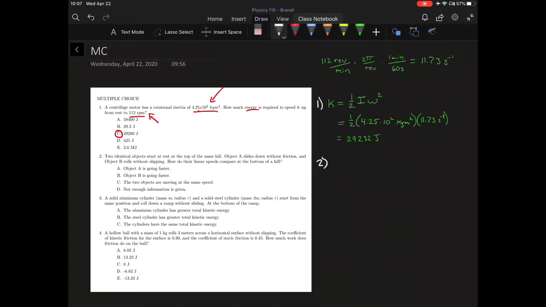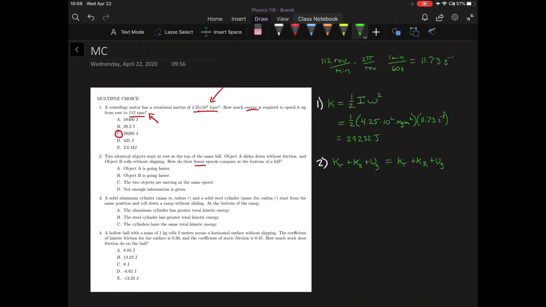All right, for problem 2, we have 2 identical objects starting at rest at the top of the same hill, one sliding without friction, and object B rolls without slipping. We want to know how their linear speeds compare at the bottom of the hill. So this is a conservation of energy equation. So we have kinetic translational plus kinetic rotational plus potential from gravity equals kinetic translational plus kinetic rotational plus potential from gravity.